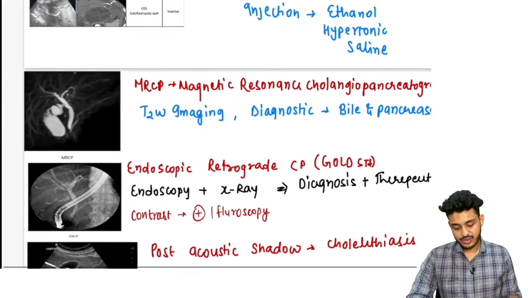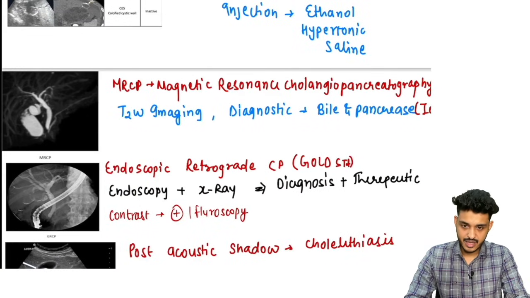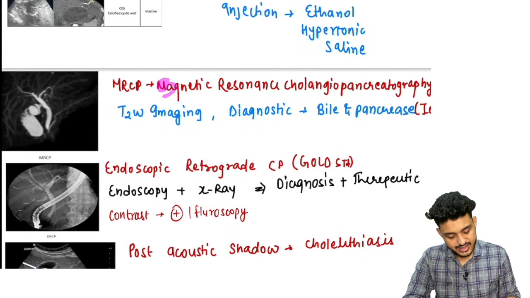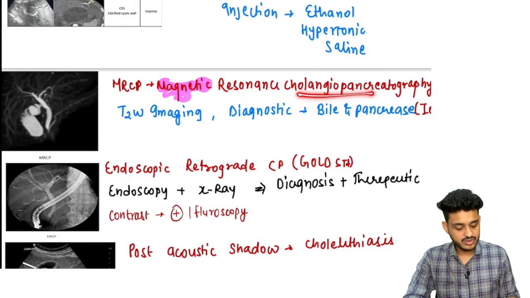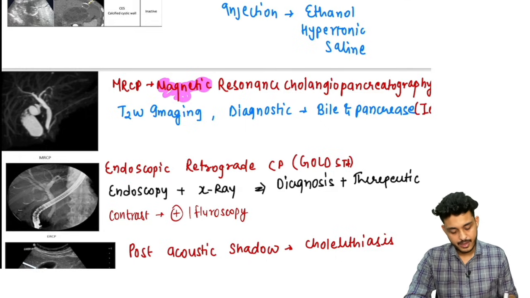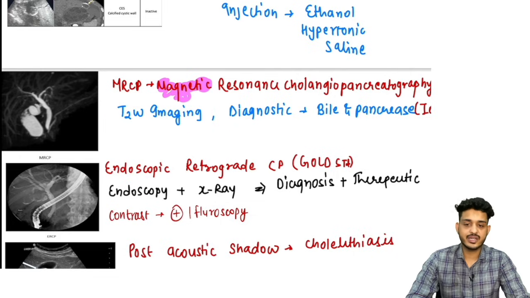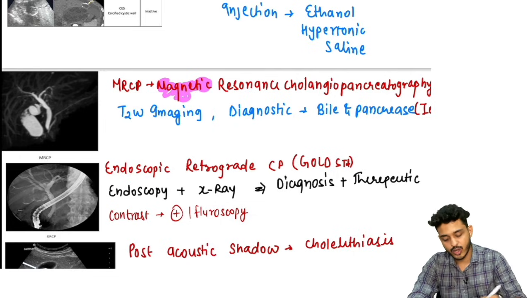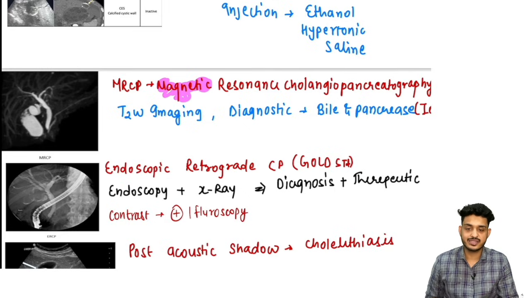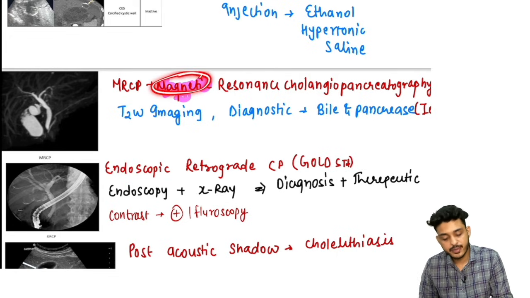Then you can do MRCP and ERCP, beta. What is MRCP? MRCP is magnetic resonance cholangiopancreatography, beta. Cholangio means bile duct. Pancreato means you are going to see the pancreas also. So this is going to be a T2 weighted type of imaging, and remember, water is going to be white on T2, so you can easily appreciate all the fluid that we are having.